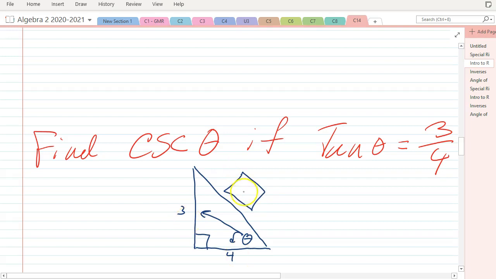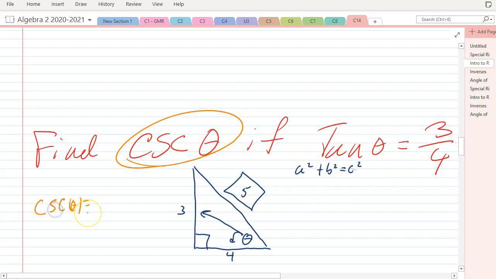This is a 3, 4, 5 right triangle. If you didn't know that, you could always use the Pythagorean theorem to find the missing side. I strongly suggest memorizing your Pythagorean triples. Cosecant of theta is the hypotenuse over the opposite. So the hypotenuse is 5 and the opposite is 3. When they ask you to find cosecant theta, you'd say cosecant theta is equal to 5/3. If they don't give you a triangle, draw a triangle and fill it in.